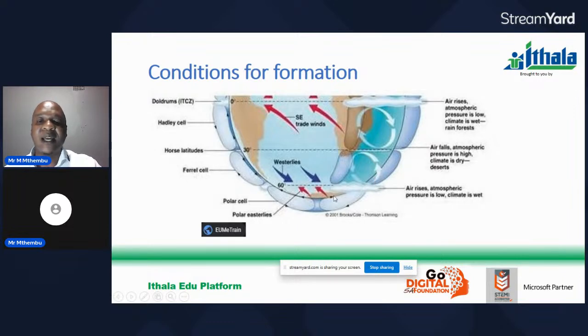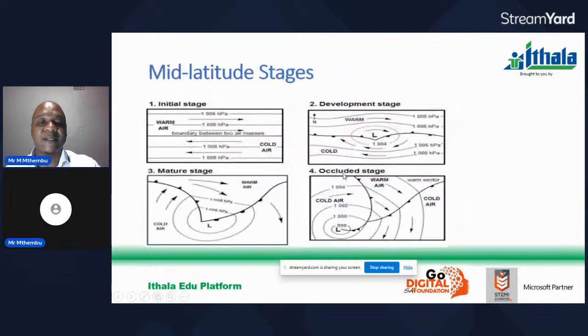And then again, along 60 degrees here, we have air rising, atmospheric pressure is low, and when the atmospheric pressure is low, there's a possibility that the climate there will be wet. So we'll have cloud formation taking place.